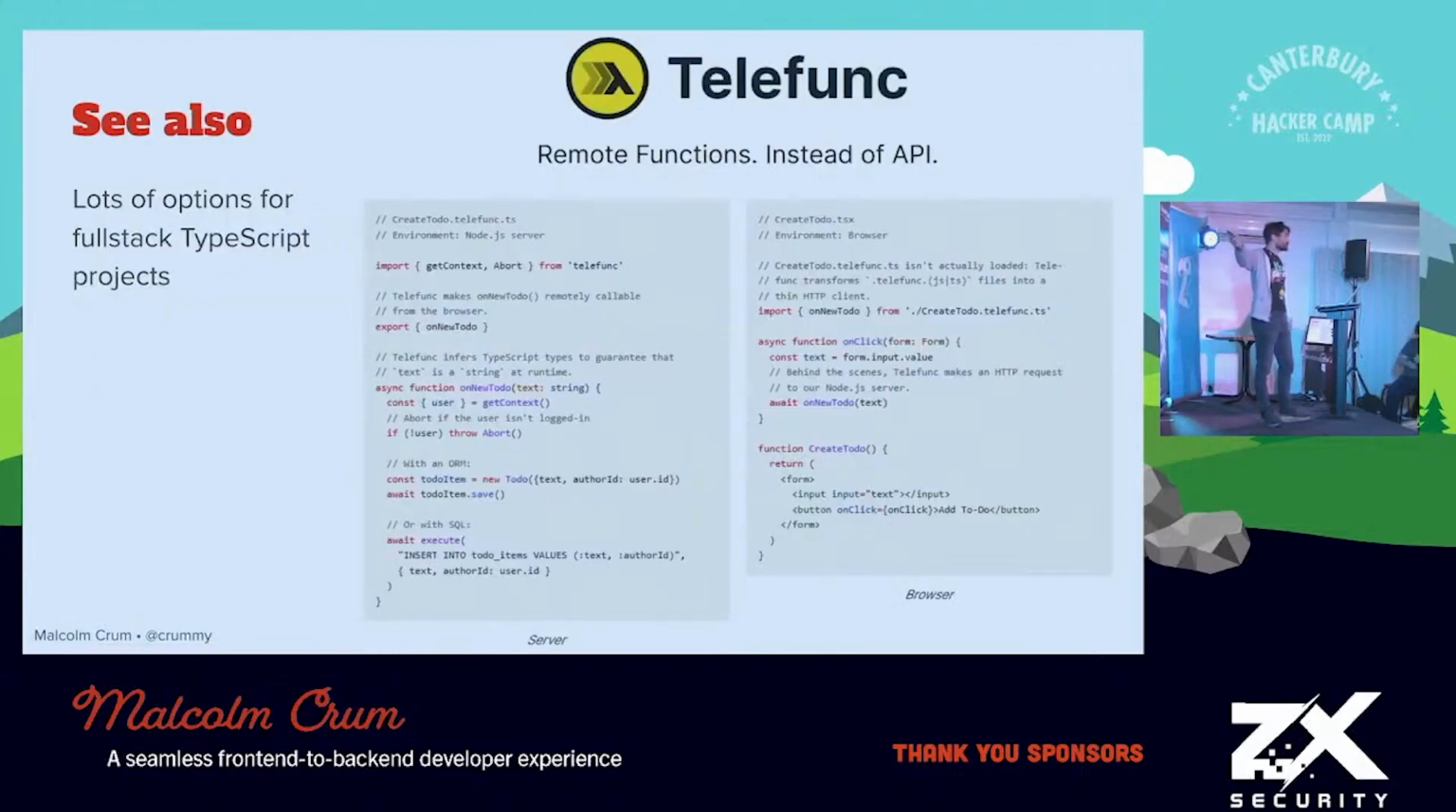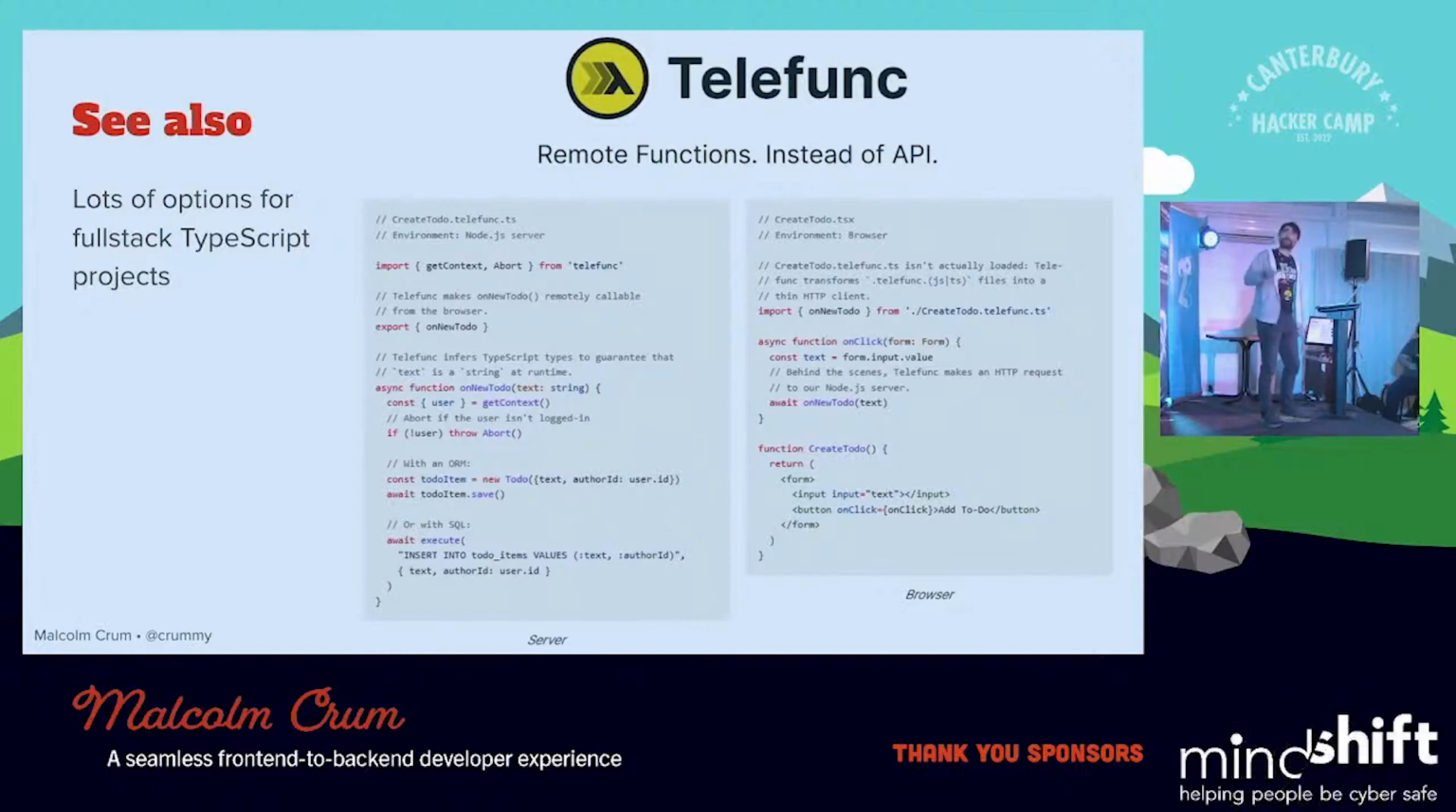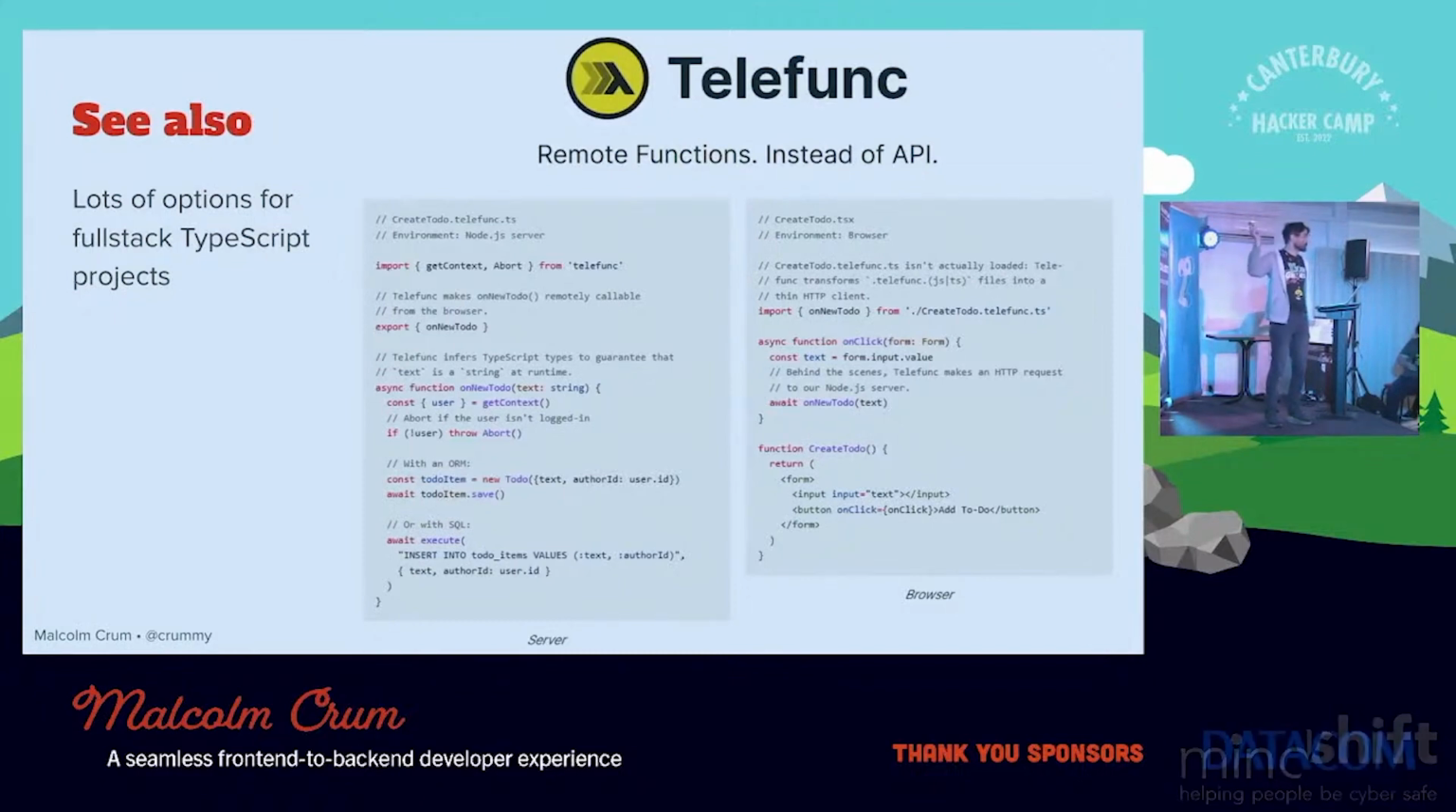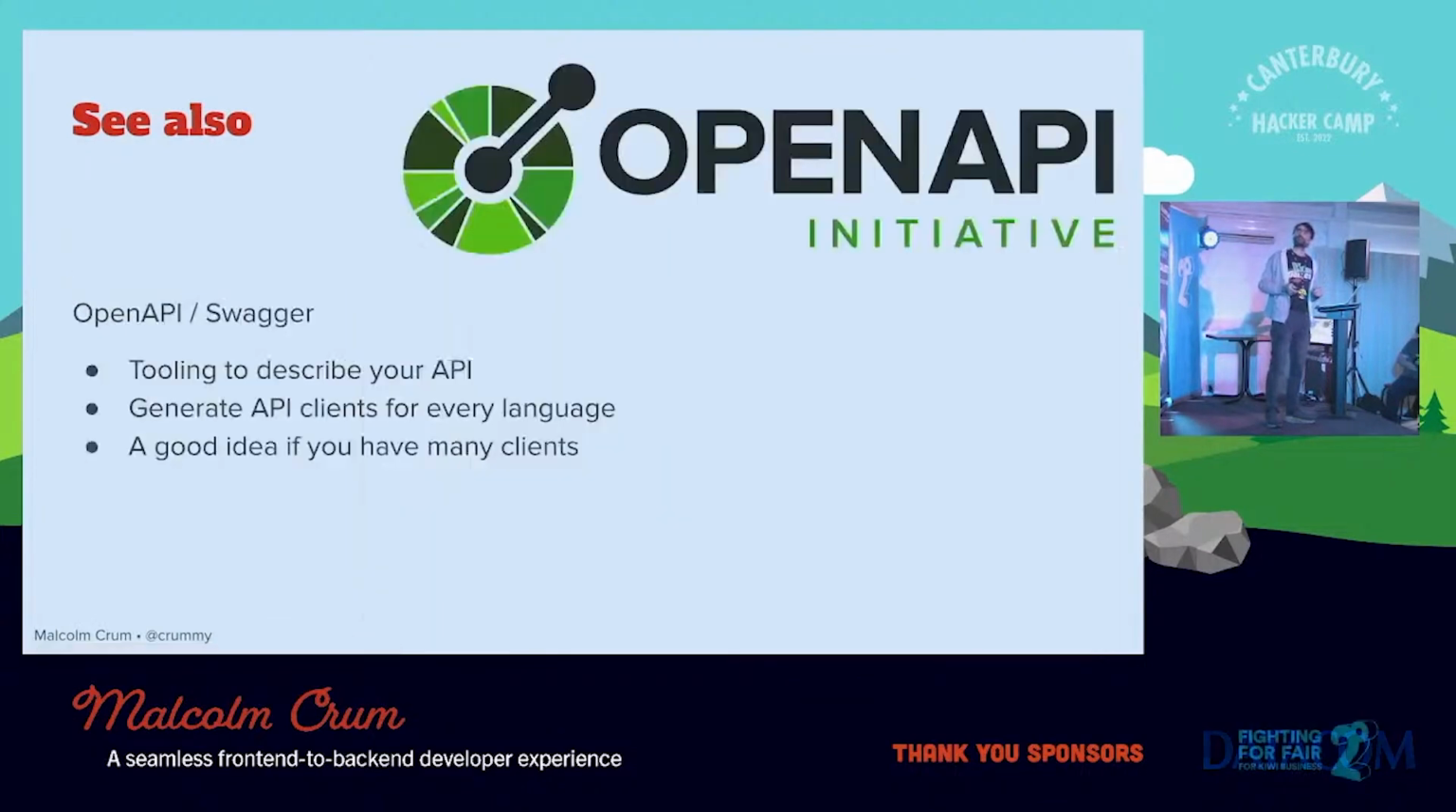If you're in the TypeScript world, if you're in a fully TypeScript stack, there are some cool solutions out here. This is one that I found. Any backend file that ends in telefunc.ts, you can just call from your front end. There's no extra transpilation step. It'll just figure it all out for you. There are other options in the TypeScript world if you're on the bleeding edge.